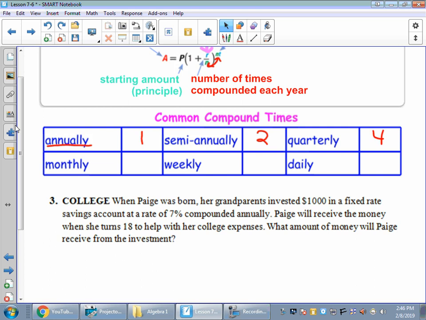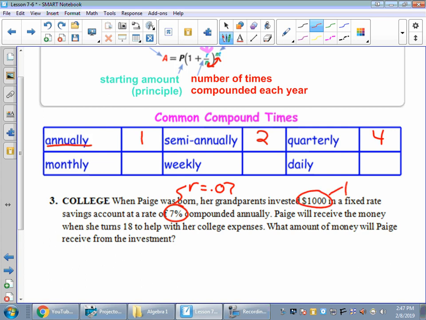Okay, so again, looking at this problem here, we have a bunch of different numbers. We look at it, we've got a rate, we know that, we see the 7%. The percent should jump out at us that that's the rate, so that's r. And I'm going to move the decimal 2 places to the left, so it's 0.07. I've got to write it as a decimal. The next thing I notice is that my 1,000 here is my principal. That's my initial amount, so that's going to be my P.